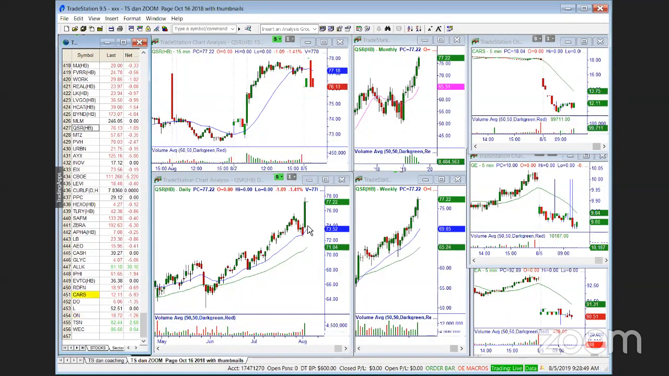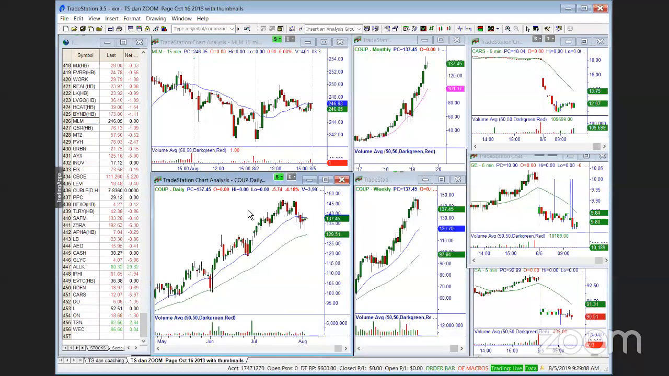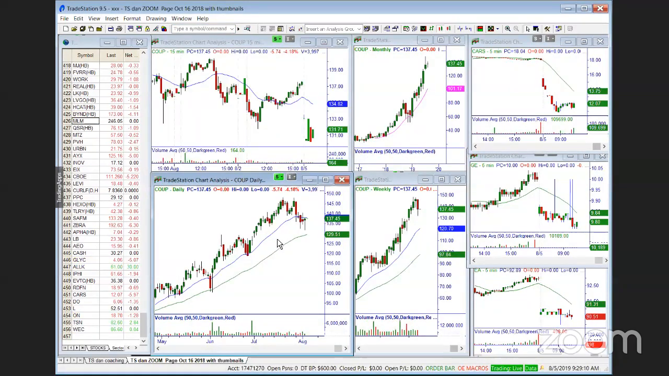QSR here, that's a watch. Millennium and MLM we have as a long watch. I like this one over Friday's high. Coup, I'm going to go ahead and move the stop right now.